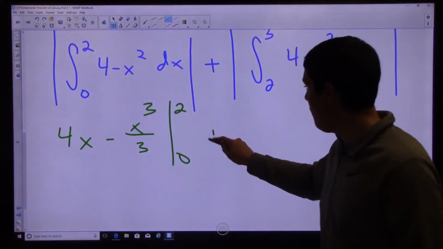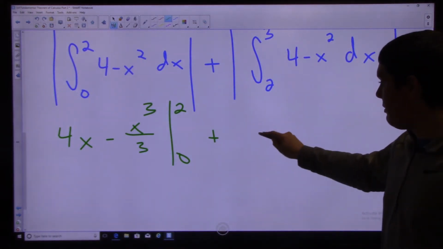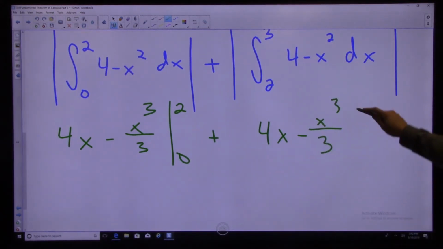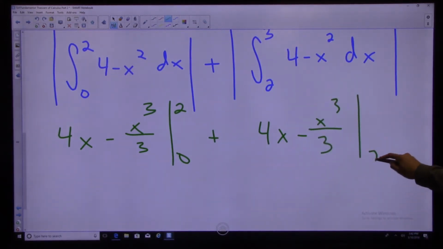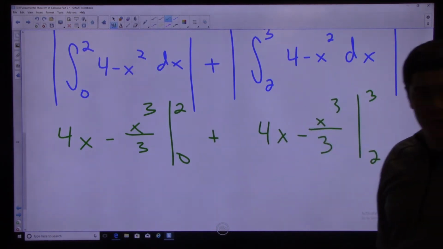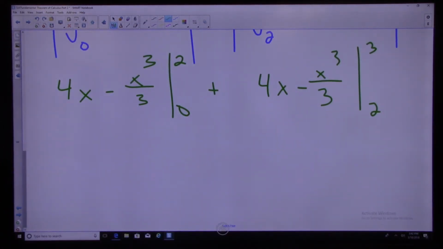Okay. And over here, well guys, good thing about this, I already took the antiderivative, so I know what it is. It's going to be 4x minus x cubed over 3. But we're going to evaluate that from 2 to 3. Now I'm going to get rid of my absolute values for right now. Guys, just know I'm going to come back and I'm going to find the absolute value of this eventually. Alright, we'll come back to it. So here we go, let's keep going.